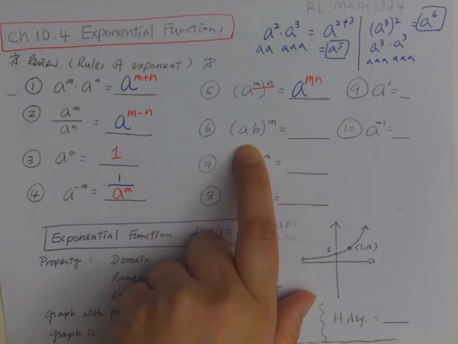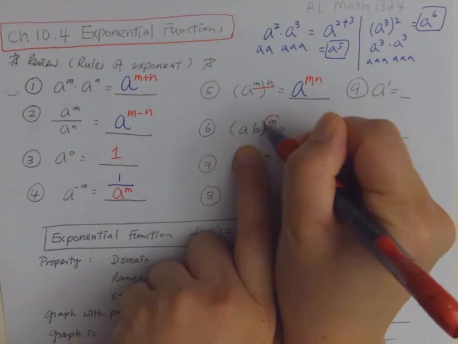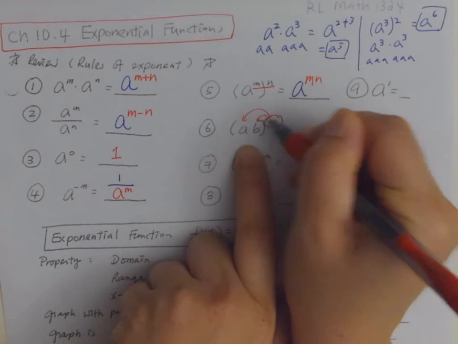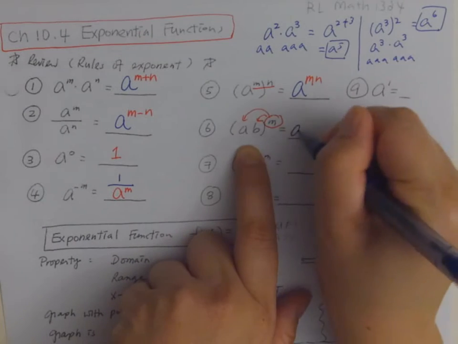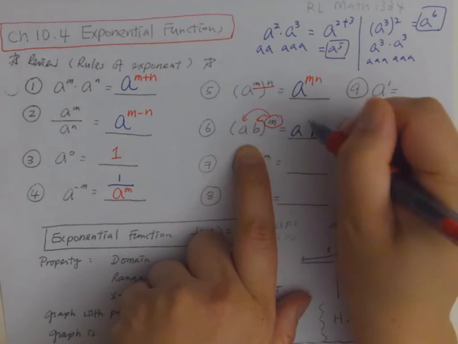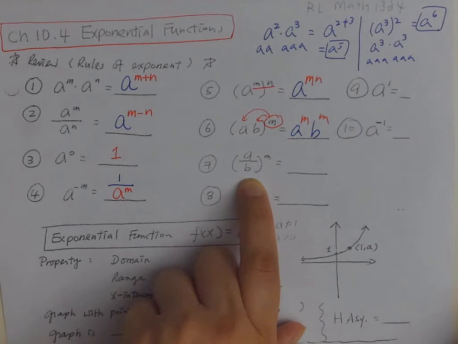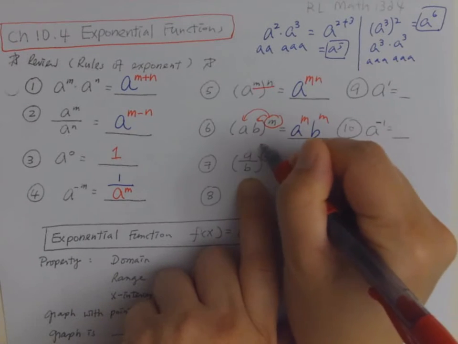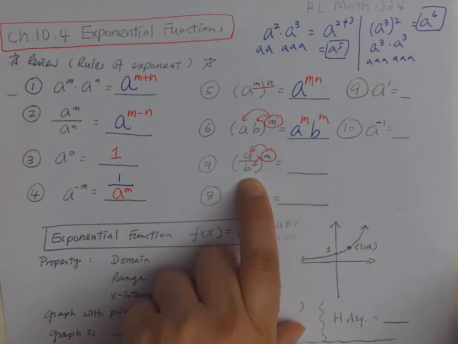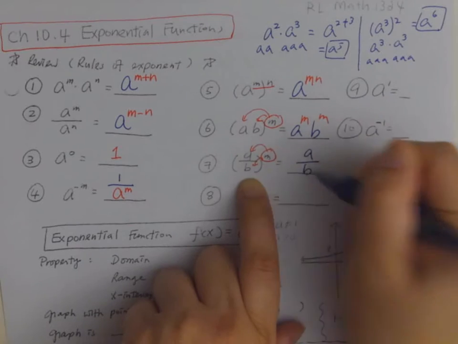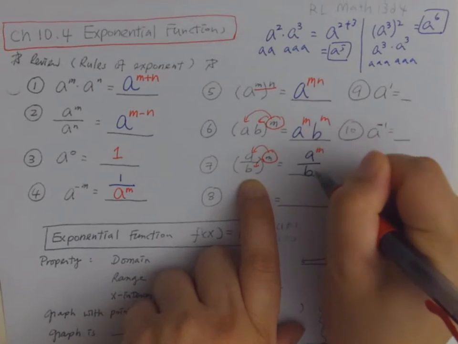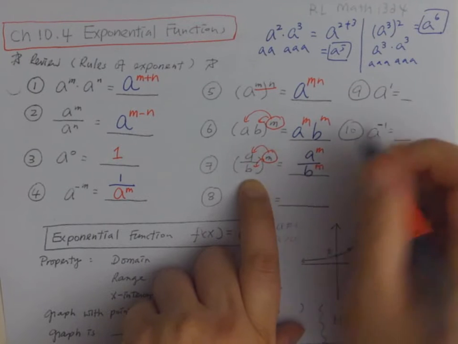If you have something like this, where you don't have add and subtract in between, you can distribute the exponents: a to the m, b to the m. If you have division without add and subtract in between, then you can also distribute the exponents inside: a to the m divided by b to the m power.